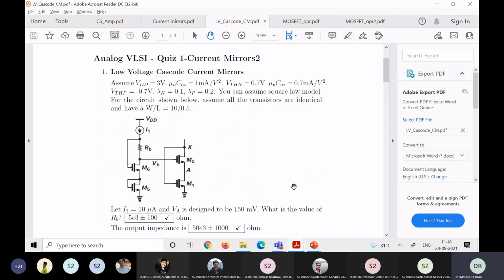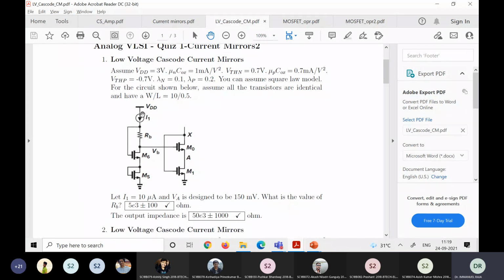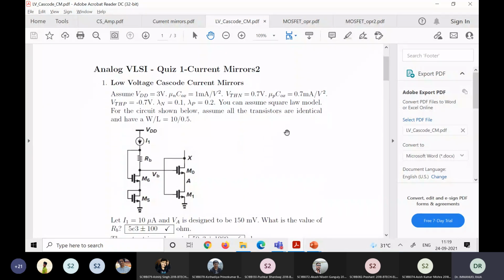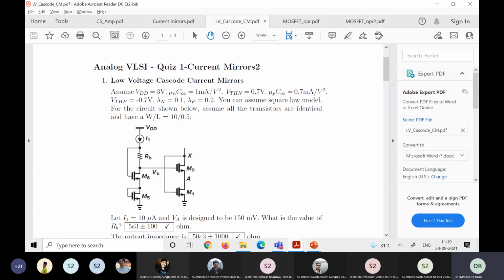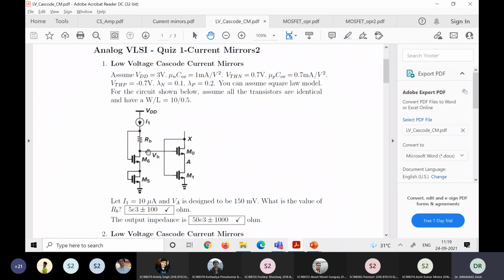This one I had actually given in the practice problems. This is again quite simple, right? What is asked is only two questions. I1 is given and VA is designed to be 150 millivolt. I also told that all the transistors are going to be identical. So W/L of all the transistors is the same, just 10 by 0.5, right? So VB should be equal to VGS of M0 plus VA, which is 150 millivolt.